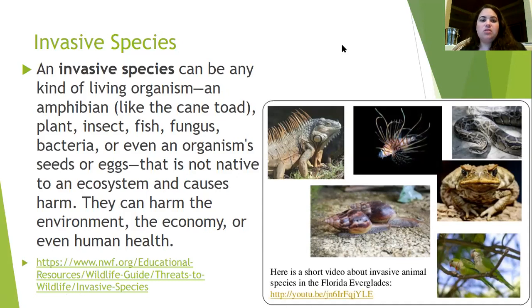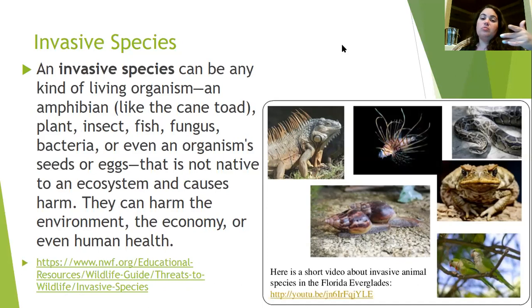Now, invasive species is a species, it's indicative that any kind of living organism, an amphibian like the cane toad, plant, insect, fish, fungus, bacteria, or even an organism's seed or eggs that is not native to that ecosystem and then causes harm or disruption in that particular ecosystem where it's introduced. They can harm the environment, the economy, or even human health. So these African snails were harming people's health.